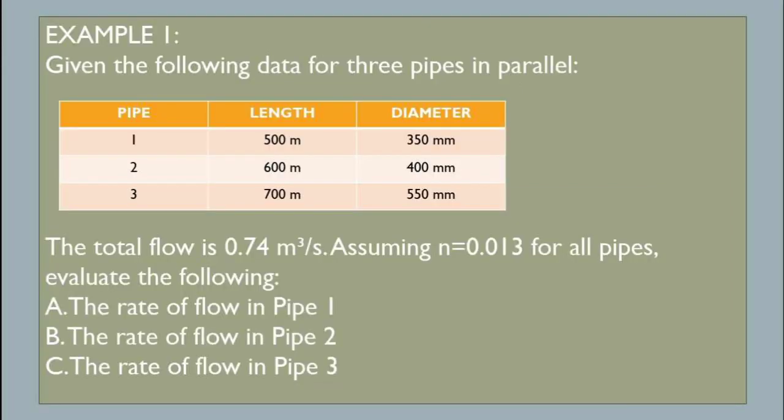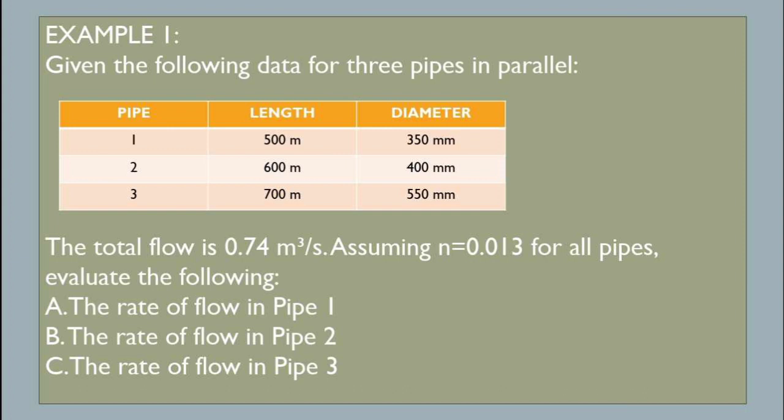Example number 1. Given the following data for 3 pipes in parallel, pipe 1, 2, and 3, given the length and the diameter. Pipe 1 is 500 meters long and 350 millimeters in diameter. Pipe 2 is 600 meters long and 400 millimeters in diameter. Pipe 3 is 700 meters and 550 millimeters in diameter. The total flow is 0.74 cubic meters per second. Assuming n is equal to 0.013 for all pipes, evaluate the following.